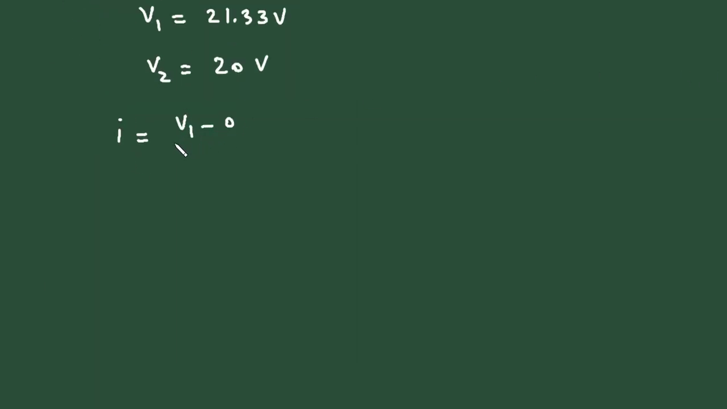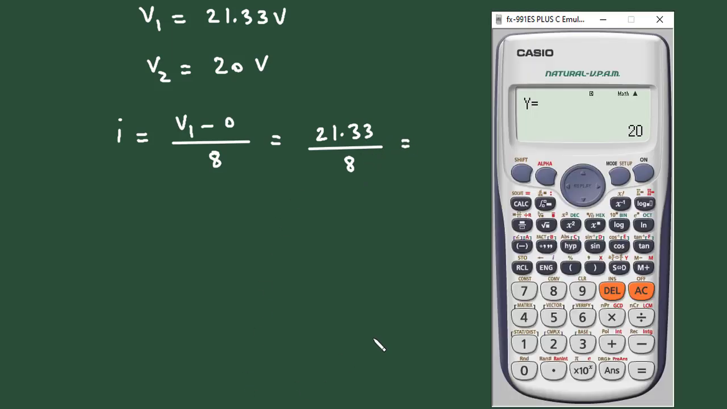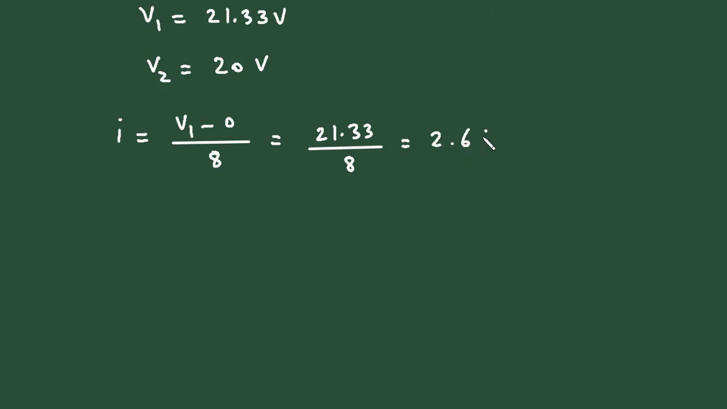V1 minus 0 divided by 8. The value of V1 is 21.33 divided by 8. So it is 2.66. 2.66 ampere is the value of current I.